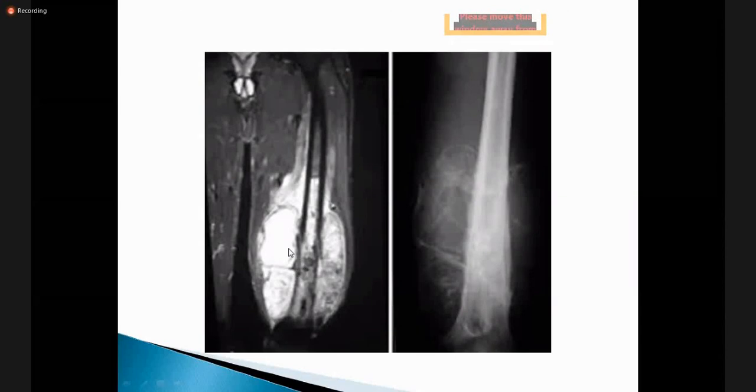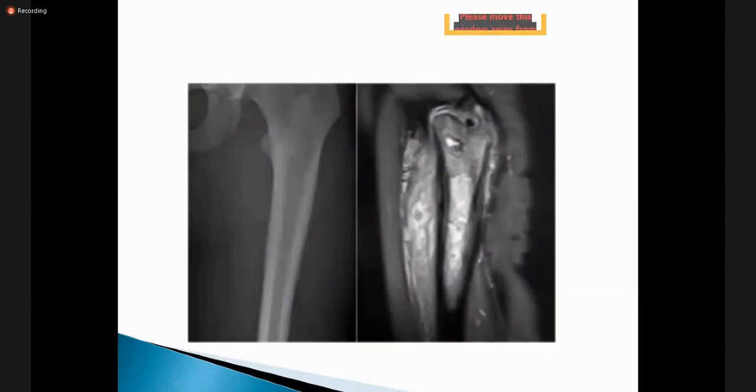But on the MRI you see this soft tissue component is extending up to here, the proximal part of the femur, and it shows which muscles are involved and which muscles are displaced. Here we cannot assess the zone of transition. Here you see the involvement is up to this level. So MRI is superior in properly assessing the bone marrow involvement and the soft tissue component. This is an aggressive lesion, osteosarcoma.